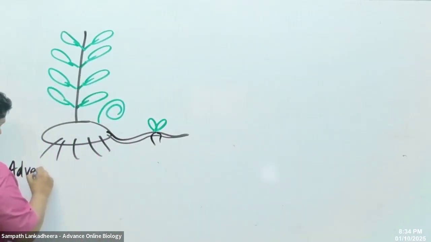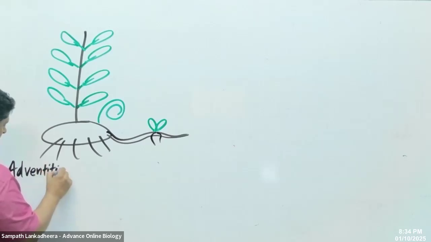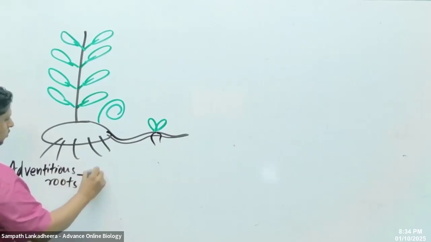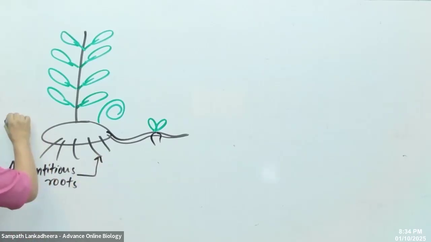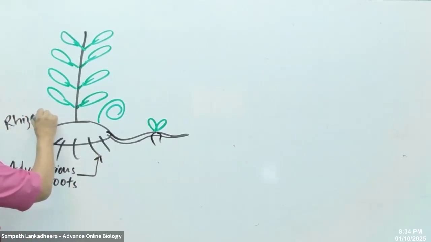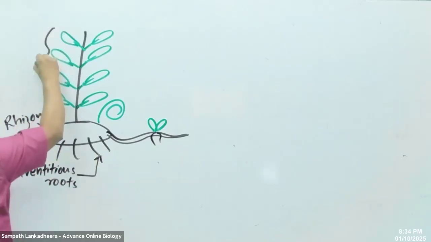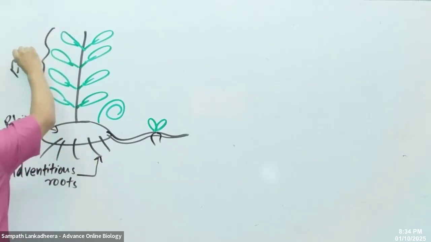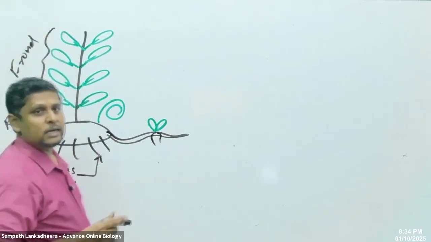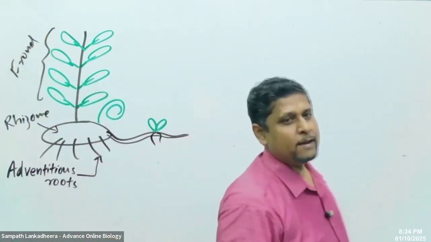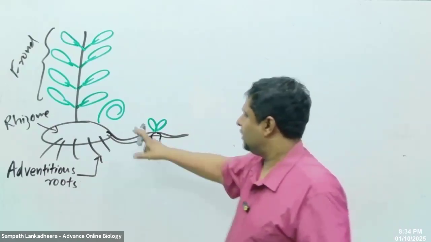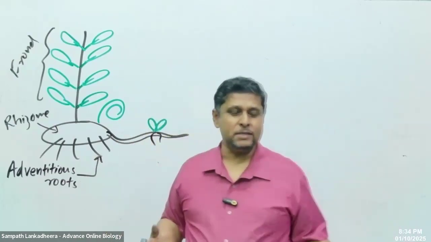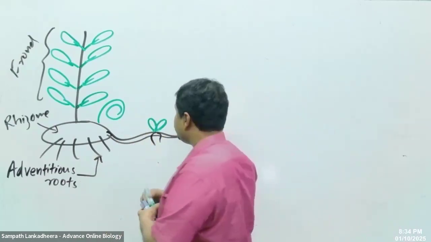So if you take the parts of the plant, what are these? Adventitious roots present. Rhizome present. This is what you call the leaf, frond. Frond is a leaf. This one we call fiddlehead young leaves. Then you take a leaf.